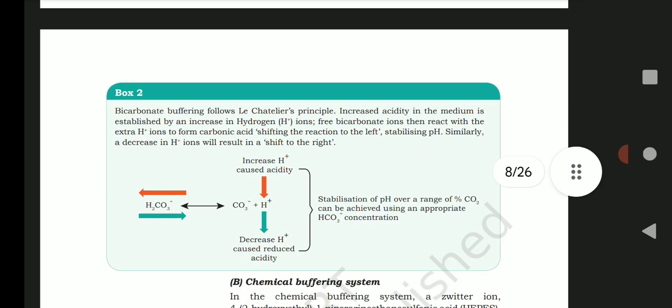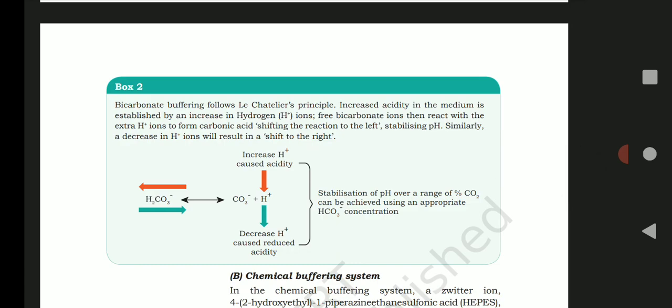Normally the bicarbonate buffers follow Le Chatelier's principle: an increase in acidity in the medium is established by an increase in proton formation, and the free bicarbonate ion reacts with the excess of this proton to form carbonic acid. That carbonic acid shifts the reaction back towards carbon dioxide and water formation, and that decreases the proton concentration, and naturally it shifts to the right.